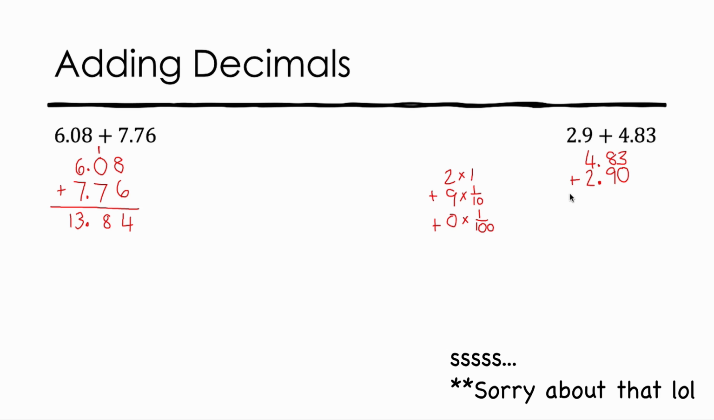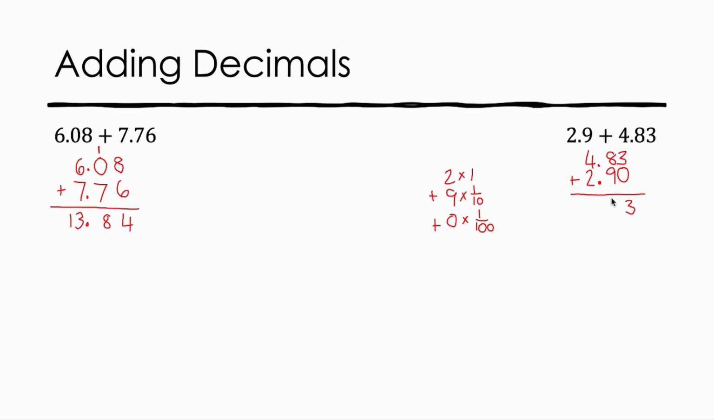So now let's add these. 3 plus 0 is 3. 8 plus 9 is 17. So we put that up here. 1 plus 4 is 5. Plus 2 is 7. And we need to keep our decimal points aligned, so we put this right here. And 7.73 is our answer. Let's move on to the next slide.